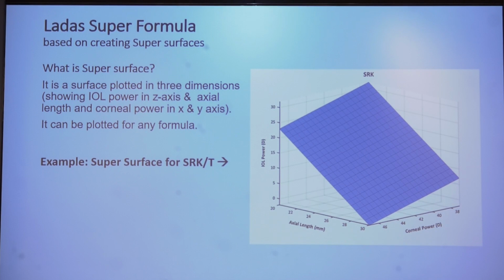Ladda's super formula is based on creating Ladda's super surfaces. Here is Ladda's super surface of any formula. In the Z axis, it is the IOL power, showing the axial length and corneal power in the XY axis.